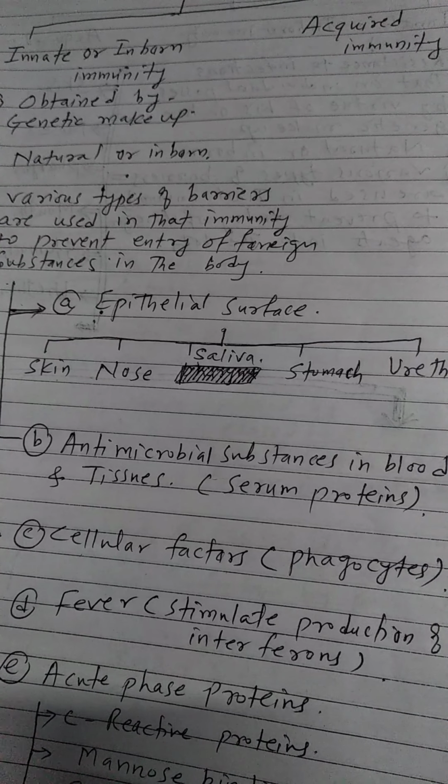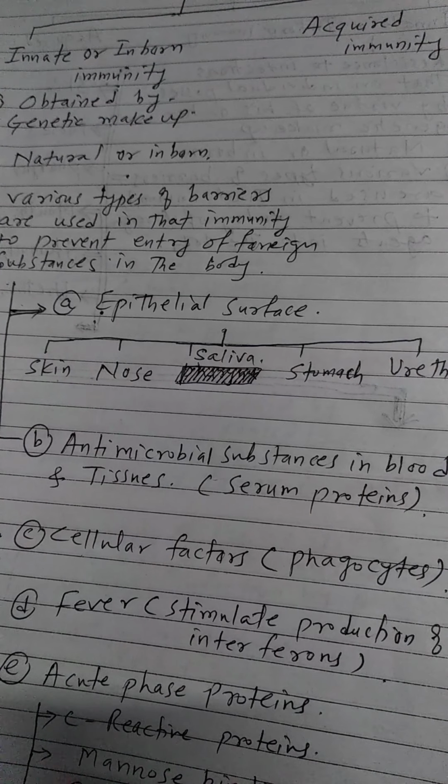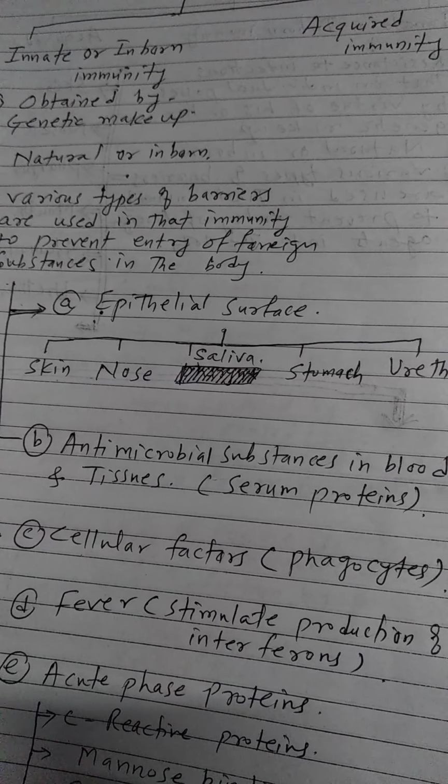A class of lymphocytes called natural killers or NK cells. These are important lymphocytes to kill the viruses present in blood.